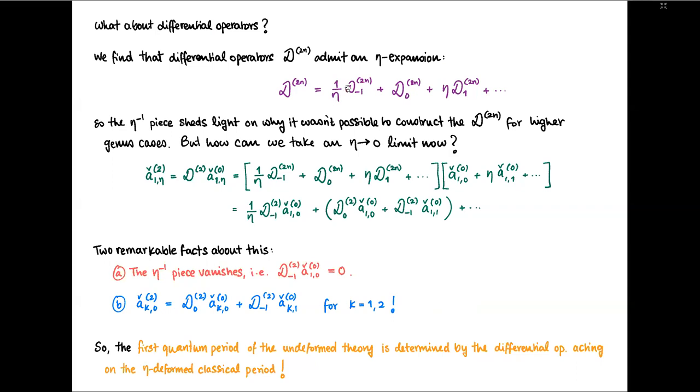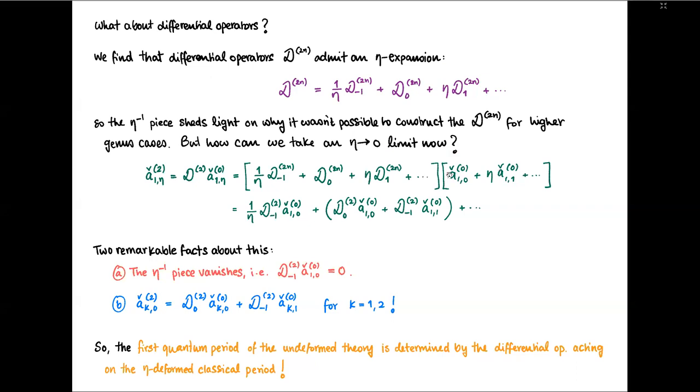Now the question is, if there is a 1/eta piece, then how do we take the eta goes to zero limit? Because at the end of the day, we want to make contact with the eta goes to zero limit. The way we do that is we look at, for example, the first quantum period, which is A check 2. We want to realize this as D2 acting on A check 0. And so we plug in these expressions, which are large, but at least formally, this is what it's going to look like.